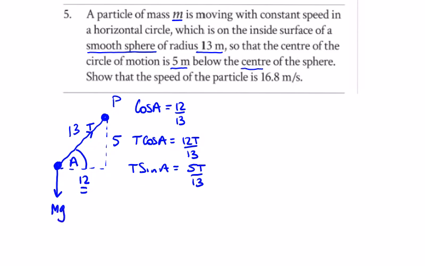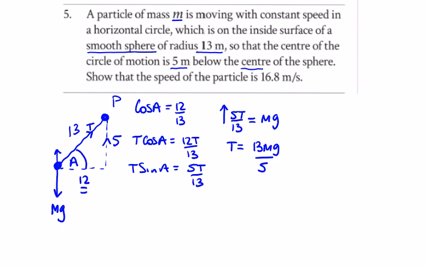Because it's a smooth sphere, we have no reaction in this direction. But we do have this here, which is our T sin A, 5T over 13. So 5T over 13 will be equal to mg. So my tension multiplied by 13 and divided by 5, the tension is going to be 13 mg over 5.